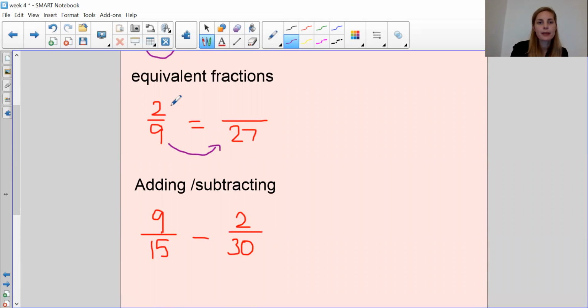Equivalent fractions, again, making my little arrows. Remember, I always point to the missing information. I ask, what did I do to 9 to get 27? I multiplied it by 3. So whatever I do to the one number, I need to do to the other number.